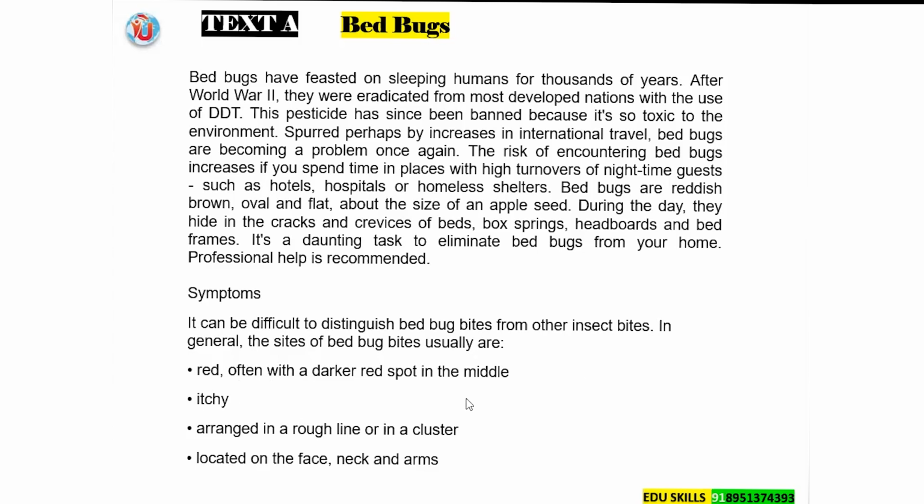Next, symptoms. It can be difficult to distinguish bedbug bites from other insect bites. In general, the sites of bedbug bites usually are red, often with a darker red spot in the middle, itchy, arranged in a rough line or in a cluster, located on the face, neck, and arms. This is all about text A.